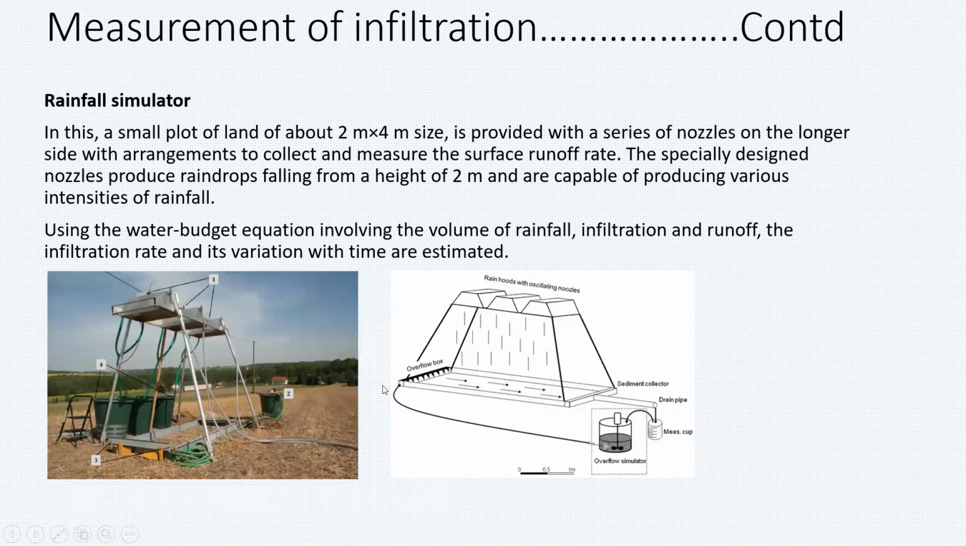Now, the other method is to use the rainfall simulator. I have got this from the internet. In this, a small plot of land of about 2 meter to 4 meter size is provided with a series of nozzles on the longer side with arrangements to collect and measure the surface runoff rate. So what you do is to provide an artificial rainfall on this plot of land, and they measure the runoff of the water.